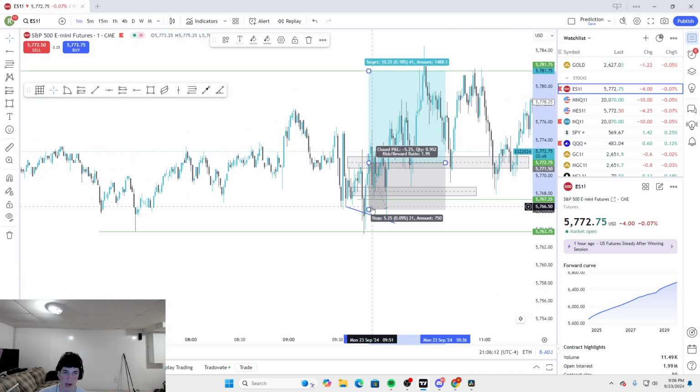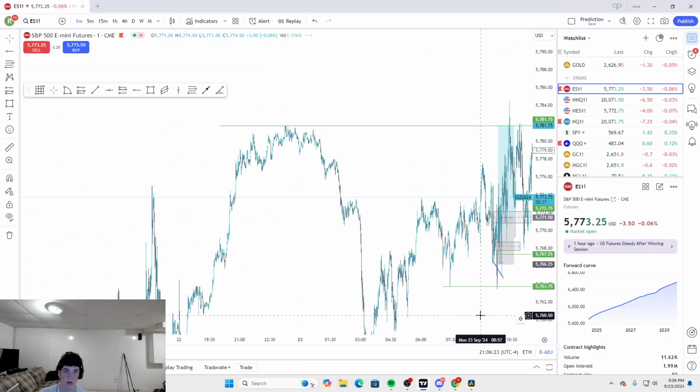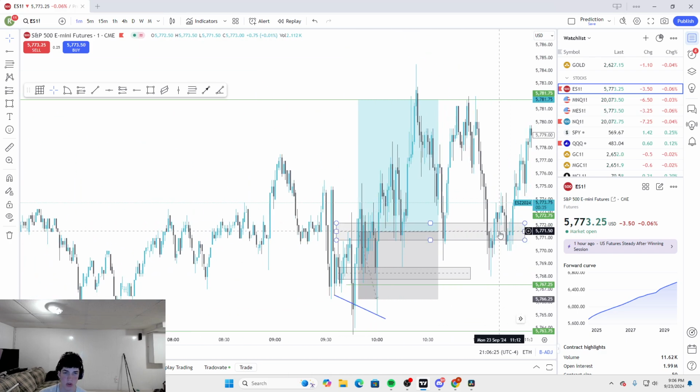Right idea, good execution. This is a really big stop. I don't know why I would have that. I think my stop was fine. So yeah, it's just whatever. It's just one of those days.